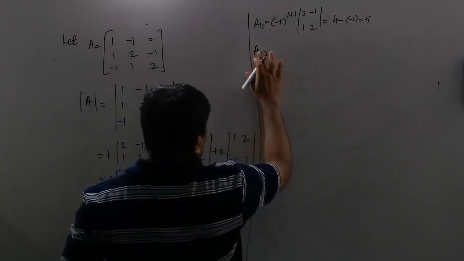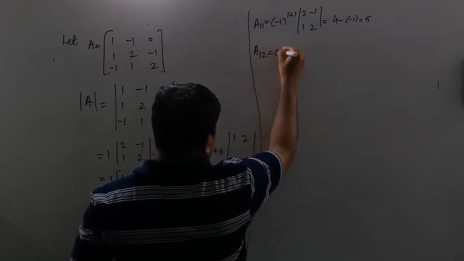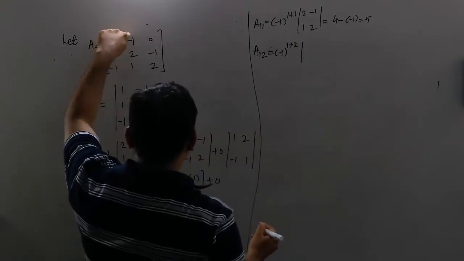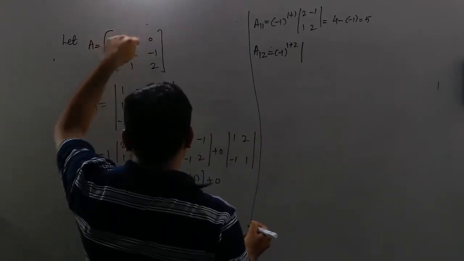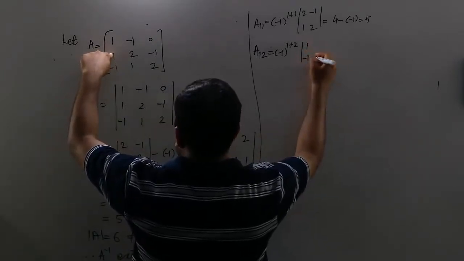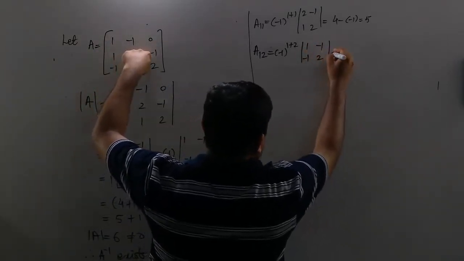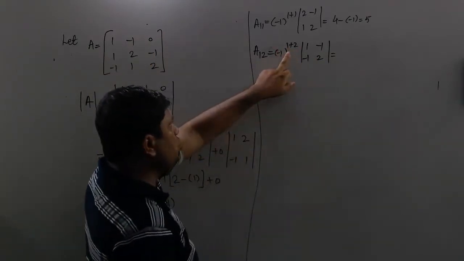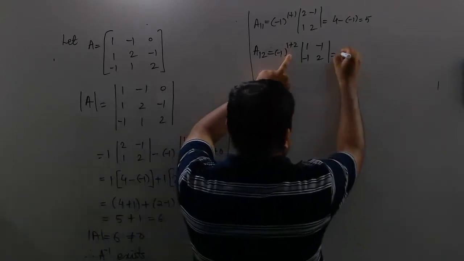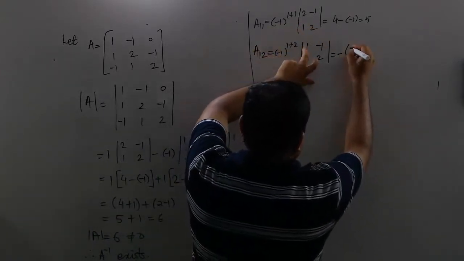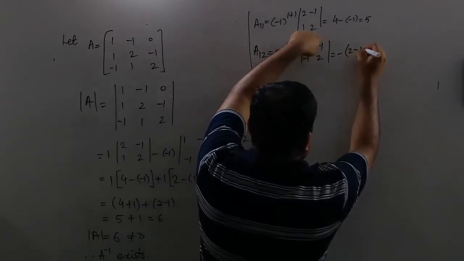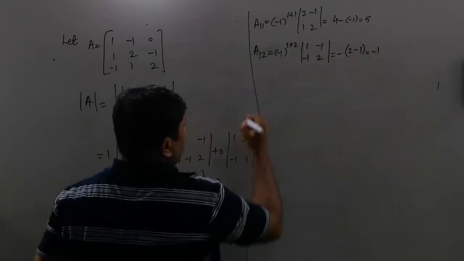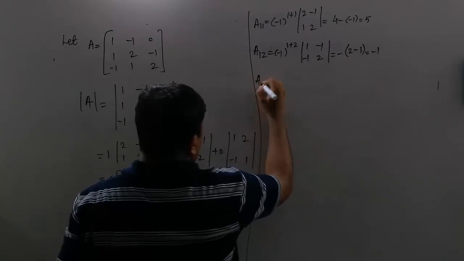Now we calculate for a12. This is minus 1 raised to 1 plus 2, times the minor. For this element we have to eliminate the second column and first row, so you will have 1, minus 1, minus 1, 2. Minus 1 raised to 1 plus 2 is minus 1 raised to 3, which is minus. For the minor, this is 2 minus 1, which is 1, and with the minus sign we get minus 1.